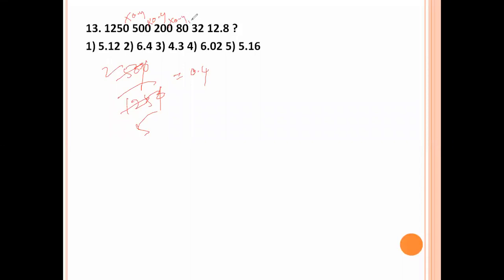Into 0.4. Into 0.4. Into 0.4. 4 eights are 32. 4 twos are 8. 8 plus 3 is 11. 4 ones are 4 plus 1 is 5. 5.12. Option number 1 is the right answer.